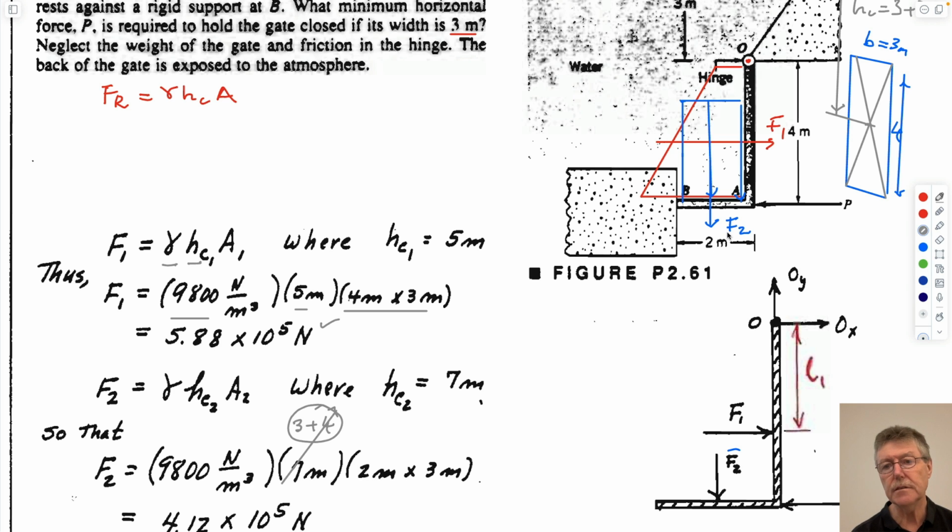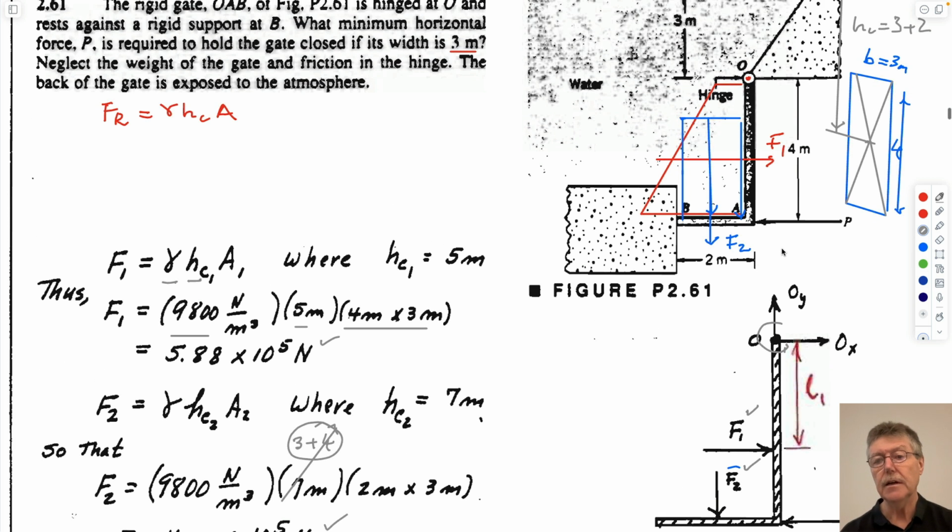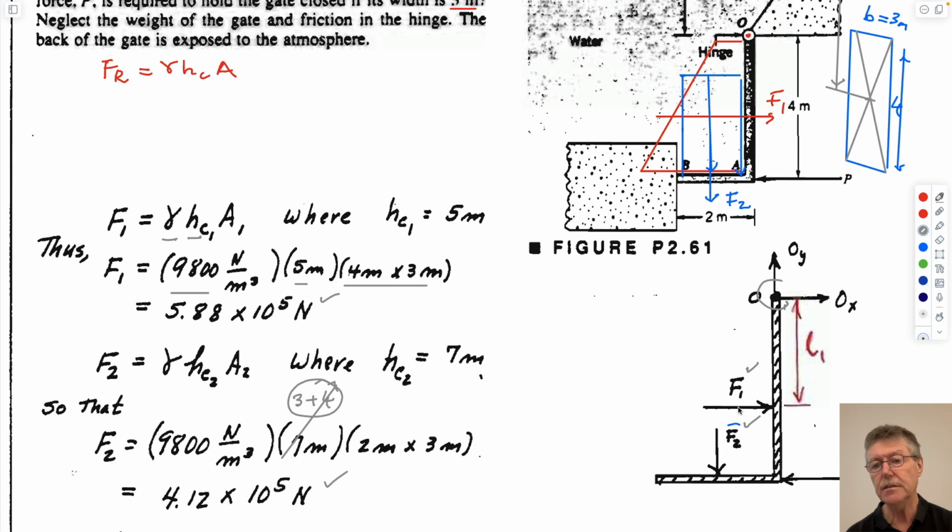Area of the plate is 2 meters along, 3 meters into the board or the screen. And again, the same unit weight. And so we have the magnitudes, both the magnitude of F1 and the magnitude of F2. We have to figure out what their lever arms are because we want to do moments about the hinge. This will fail only if we don't have P big enough to resist this going in this direction. These are both additive, right?